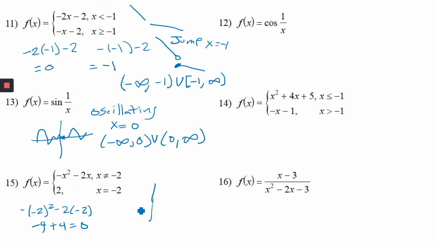So if I graph it, it's a parabola. At negative 2 it's at 0, and it's going to look something like that and like that. But this is saying that at negative 2 this side is going to define it to be up at 2. So what we have here is a removable discontinuity at x equals negative 2. It's continuous everywhere else, so it's continuous from negative infinity to negative 2, union negative 2 to infinity.